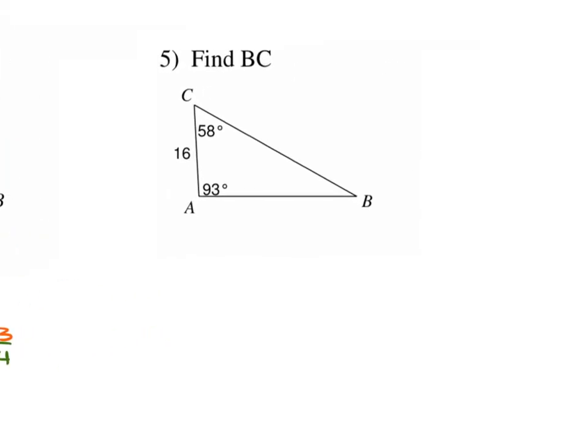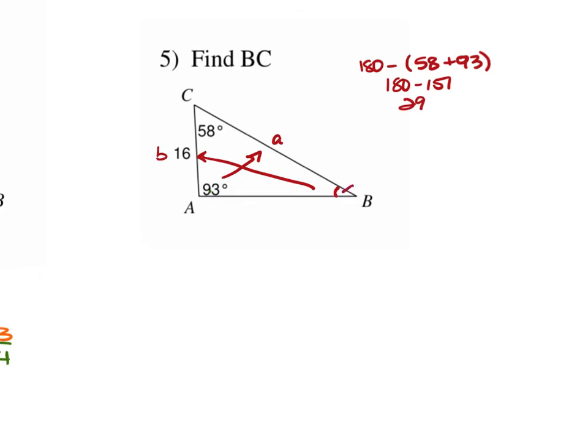For our next example, we're finding the side length BC, which is the side length A, since it's opposite angle A. We have angle C, so we need to find side length C in order to do this, but we don't have that, so we are going to use angle B because we have the side length B. So find angle B by doing 180 minus the two angles that you have added together. So 58 plus 93 gives us 151. 180 minus 151 gives us 29 degrees for angle B.